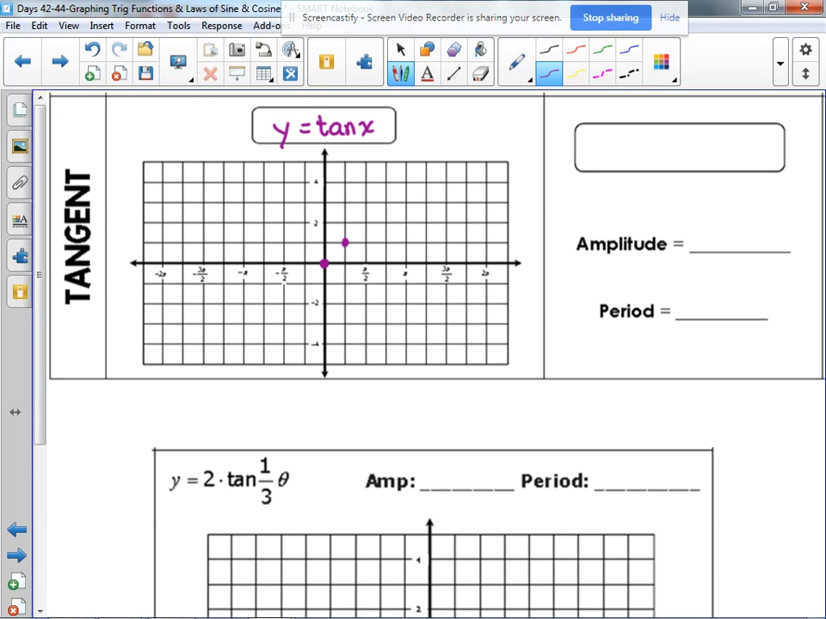Tangent of pi/2 is undefined. So if it's undefined, we're actually going to have a vertical asymptote right here. And a vertical asymptote is caused by undefined values. So we have a vertical asymptote there. Let's go to the left, see what happens there. At negative pi/4, tangent is going to be -1. At negative pi/2, tangent is undefined again. So we have another vertical asymptote.